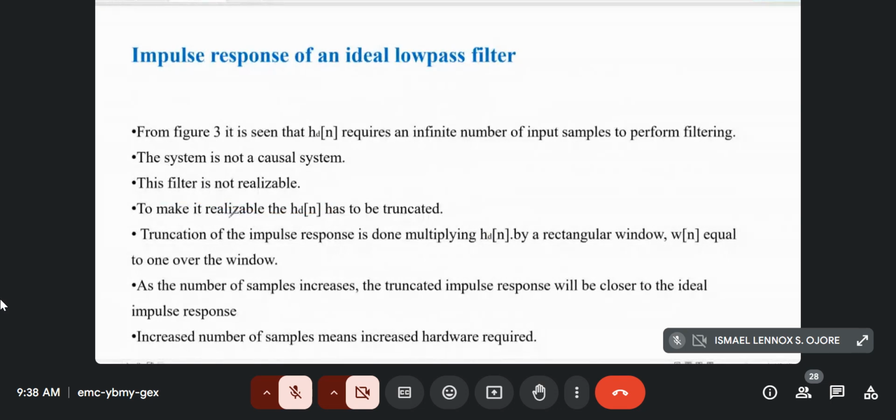To make it realizable, hd(n) has to be truncated. And we see that truncation of the impulse response is done by multiplying hd(n) by a rectangular window w(n) equal to 1 over the window. As the number of samples increases, the truncated impulse response will be closer to the ideal response. But increased number of samples means increased hardware requirements.